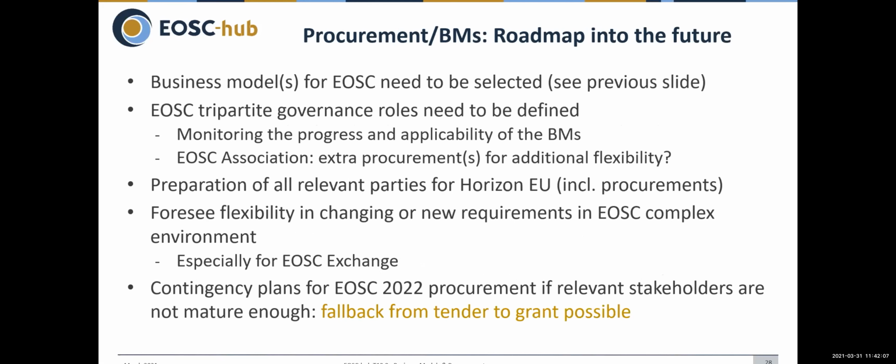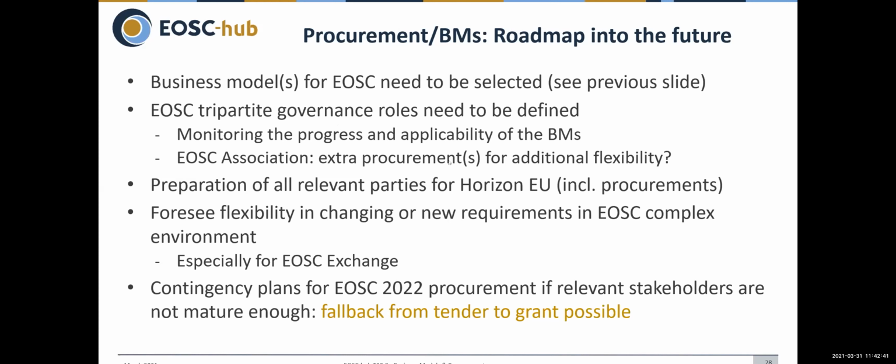So some elements for the future. The business models for EOSC need to be selected. As we said, the roles of the different governance parties need to be defined, monitoring the progress and applicability of the business model, the role of the EOSC Association. Remember the slide with the figure of the partnership and this extra role that may be considered. Also the public-to-public cooperation. So these roles need to be discussed.